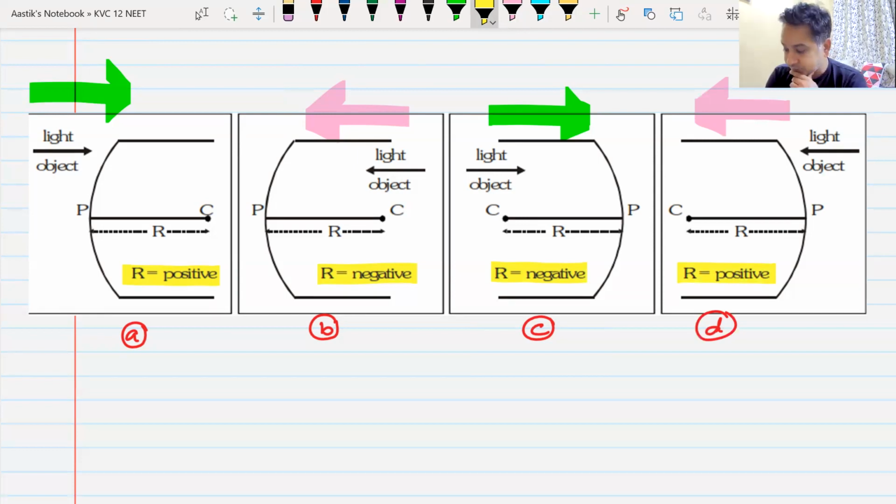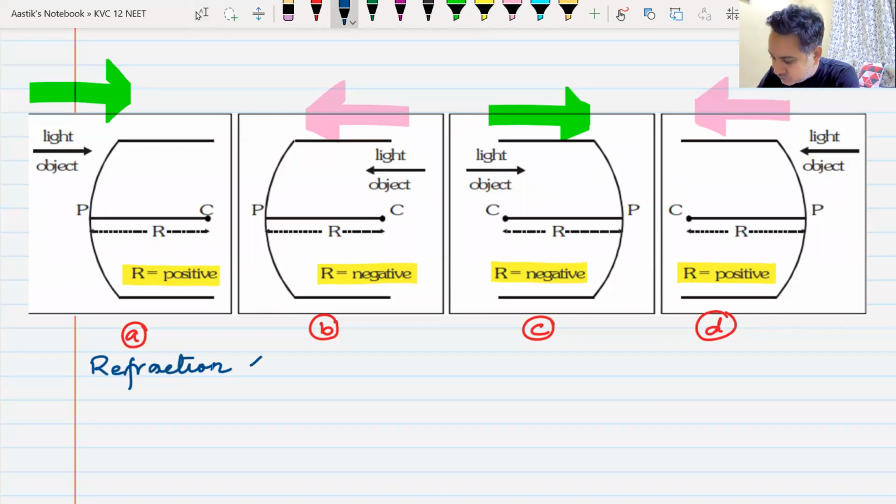Yes, sir. Now, keeping this on the sheet, we are now going to write. I hope everyone has written this, everyone has understood this. Now, with this in the background, we are going to write the formula for refraction. We call it the refraction formula for curved surface.